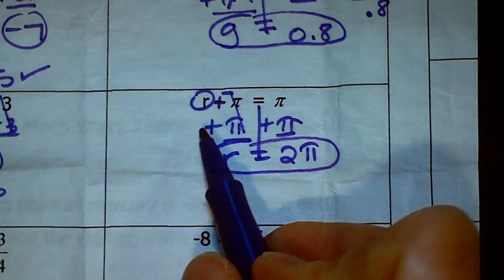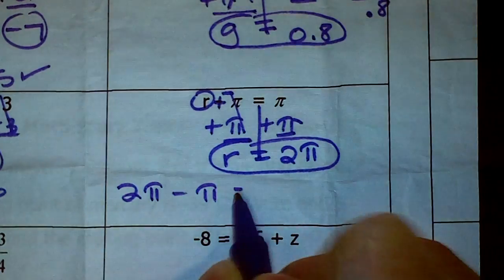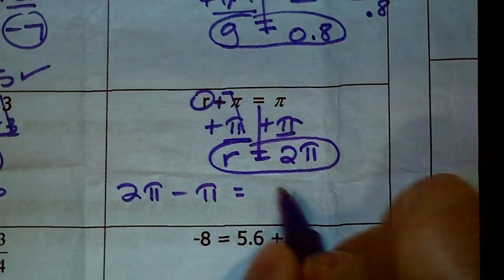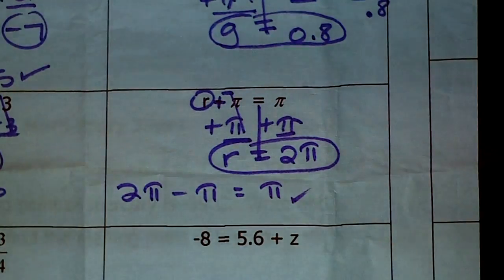And if you think about the original equation, if you take 2 pi minus pi, that means you have 2 pi's and you're taking 1 pi away, aren't you left with 1 pi? Yes, so we know that we're right. So don't let those fool you or trick you. They're not that bad. Okay, fractions.